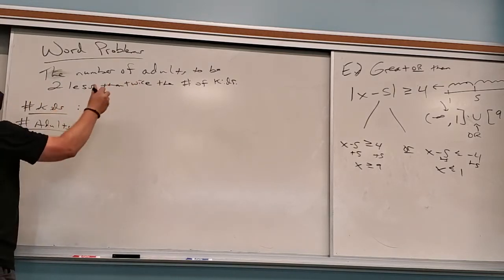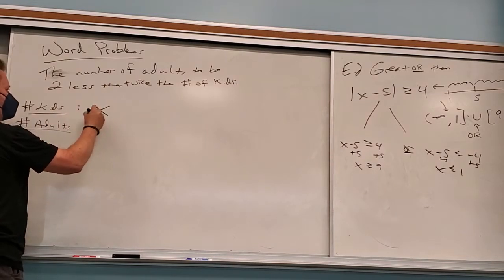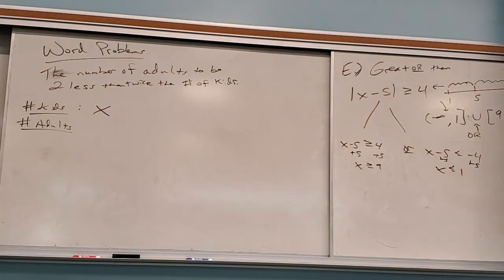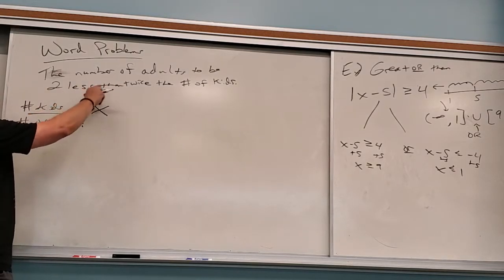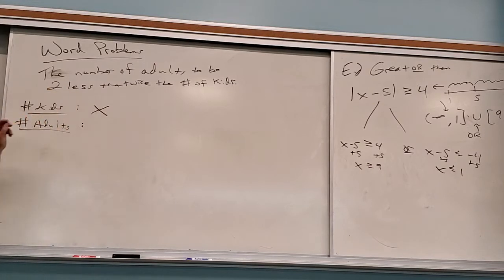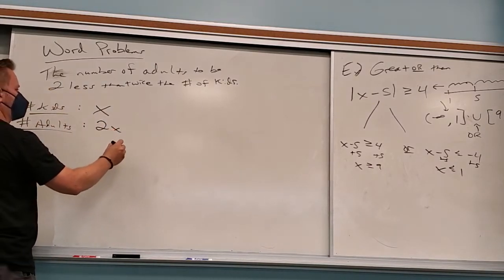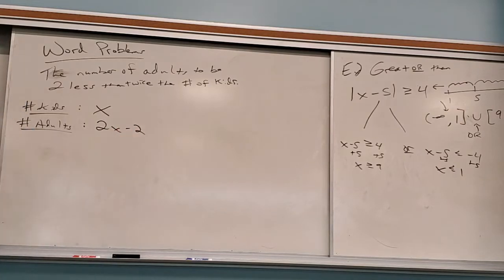So if I say the number of kids that were there is x, then I can build how many adults were there. How many adults were there then? Adults are 2 less than twice the number of kids. So what's twice the number of kids? 2x. And what's 2 less than that? 2x minus 2. So I've given math names to the parts of the problem.